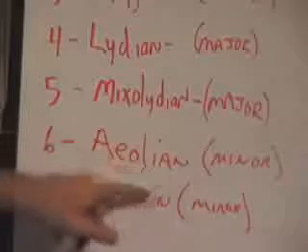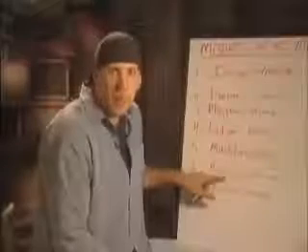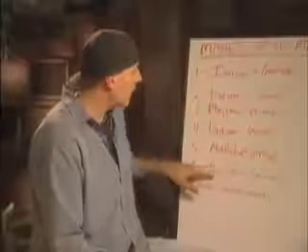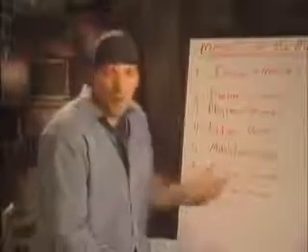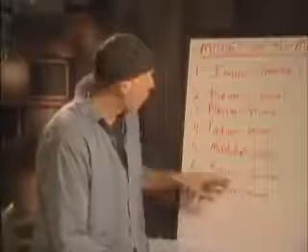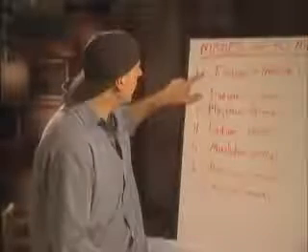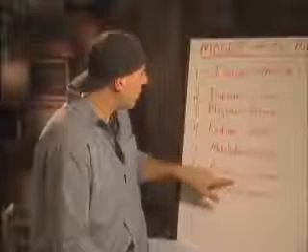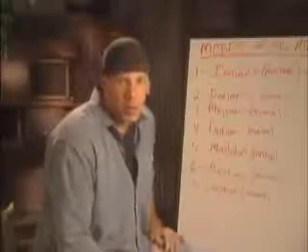Your sixth mode is aeolian, which is a minor mode. In fact, that's also called pure minor, or your minor scale, or natural minor. It's synonymous with aeolian. Natural minor, pure minor, relative minor, your sixth. Play any major scale, go to the sixth note in that, and that's the relative minor, or the aeolian mode.